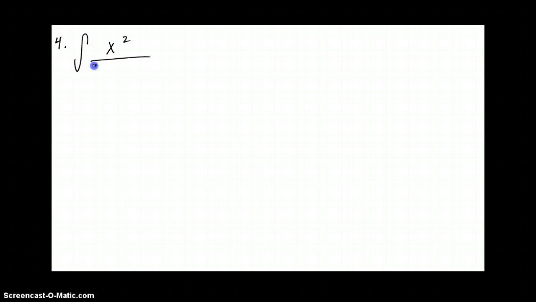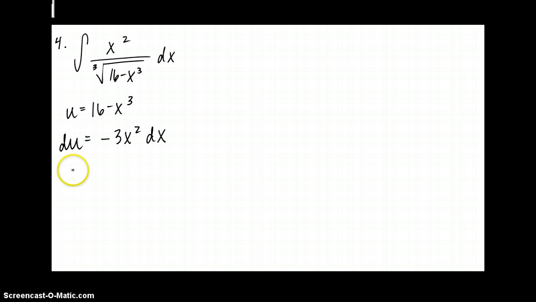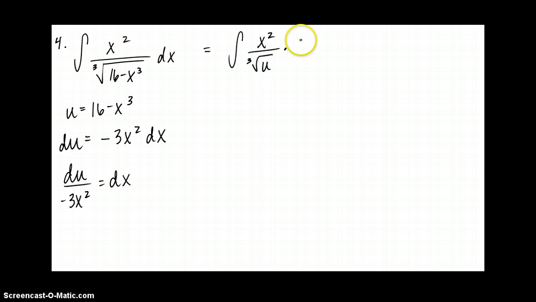X squared all over the cube root of 16 minus x cubed. Okay, u inside, I'm going to pick the expression that's underneath the cube root. Du is negative 3x squared dx. Solving this equation for dx. Right now making all the replacements that I have. X squared all over the cube root of u. And dx we're replacing with du divided by negative 3x squared. So again, I made the correct substitution because the x's cancel.